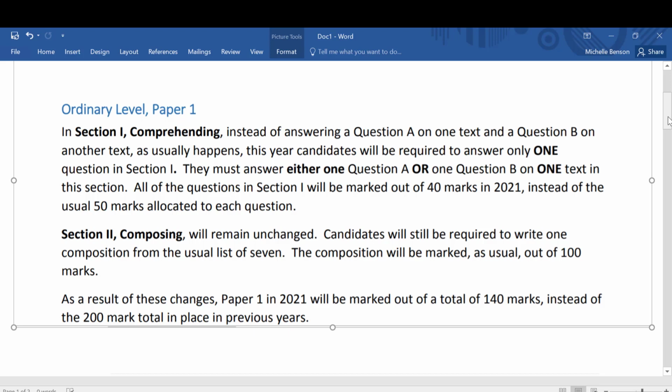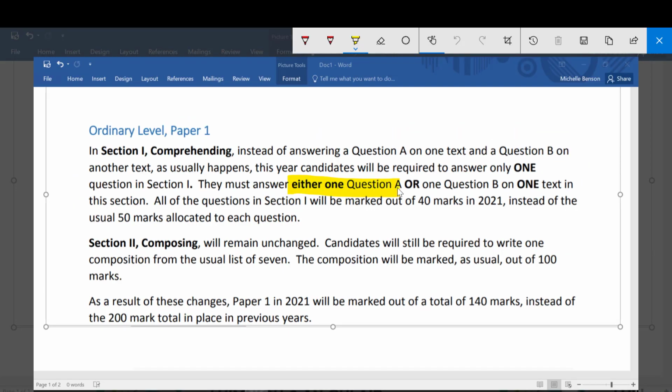Instead of answering a question A on one text and a question B on another text, as usually happens, this year candidates will be required to answer only one question in section 1. They must answer either one question A or one question B on one text in this section. All of the questions in section 1 will be marked out of 40 marks in 2021 instead of the usual 50 marks allocated to each question.